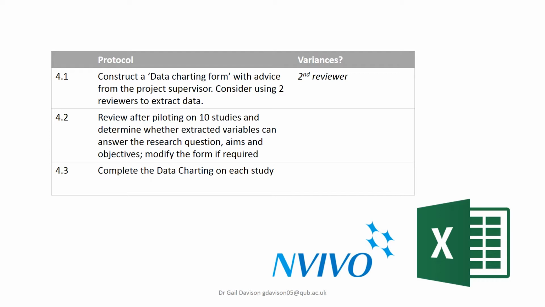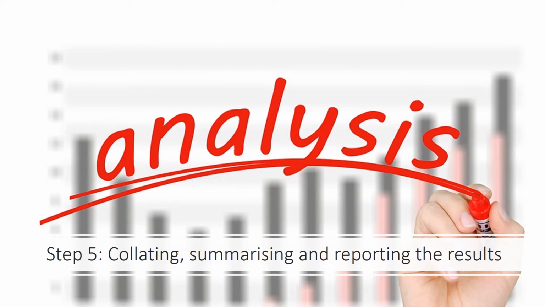You might decide, well, this isn't really needed and it's not aligned with the aim and the purpose of the research. Or you might decide to include other things within the form. What is recommended is 2 reviewers as well at this stage, but this could be a variance for you because you don't have 2 reviewers, so it just depends. After setting your form, then you need to take all the data that's required out of each article, go through each article and capture it. So now we move on to step 5, which is analysis, collating, summarising and reporting the results.